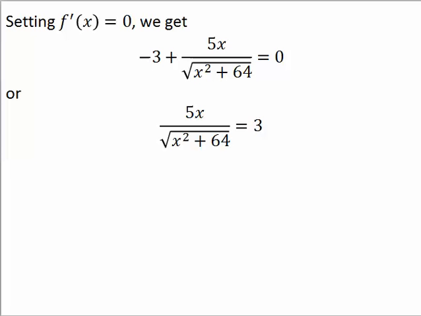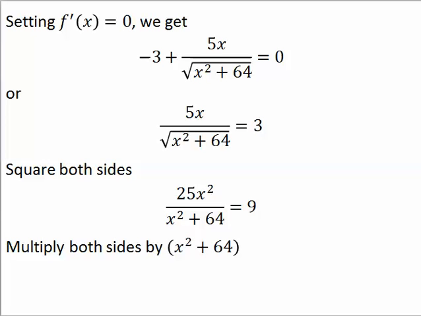Add 3 to both sides, and then let's square both sides. The square of 5x is 25x squared. The square of a square root is just what's inside, and then the square of 3 is 9. Next, multiply both sides by x squared plus 64. And this is what we get.